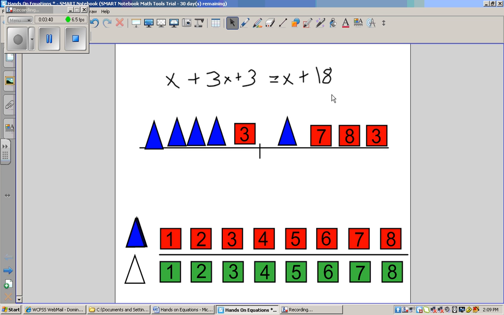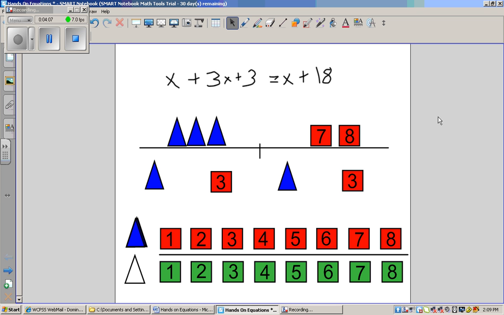So now, as a review, let's do your legal moves. Start with your variables. I can take away only 1 from the right side of my balance. So I can take away 1 from the left side of my balance. I cannot take away any of these variables because I have no more on the right to take away. So I'll take away 3 from this side and 3 from this side. Now I have 3x equals 15.